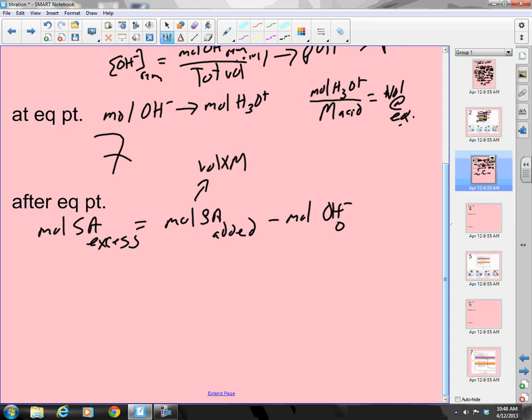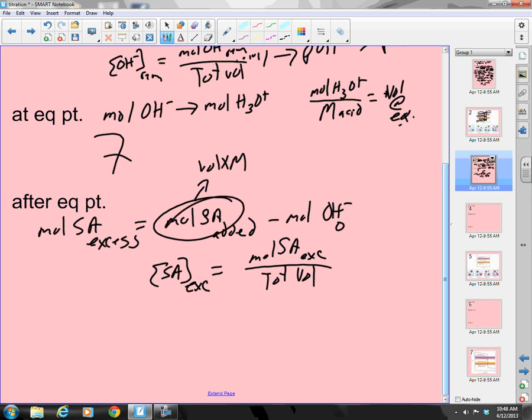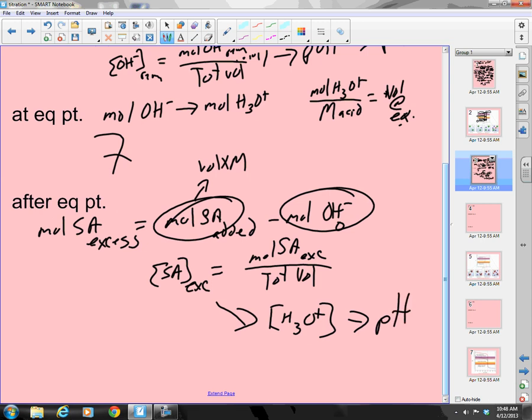And then once I have the moles of strong acid excess, I want to get my concentration of my strong acid excess. So I'm going to take my moles of strong acid excess over total volume. And what is total volume? The volume of my strong acid added and the volume of my hydroxide to begin with. From this is going to be concentration of hydronium. So this directly gives me what? pH. There we go. Now what does that look like?